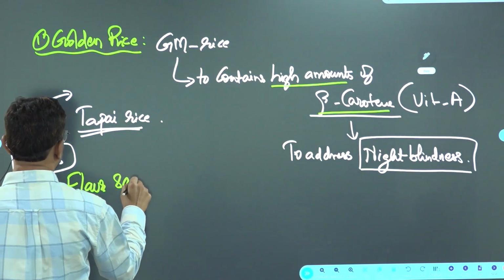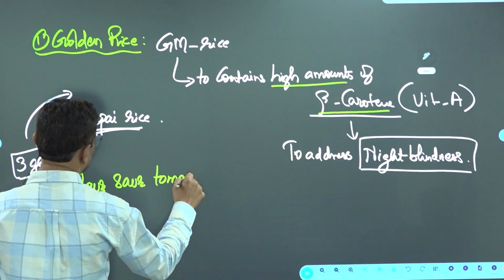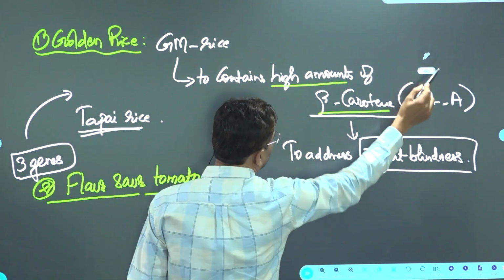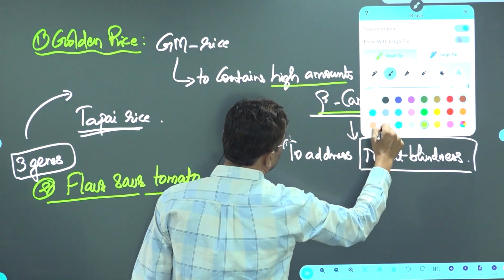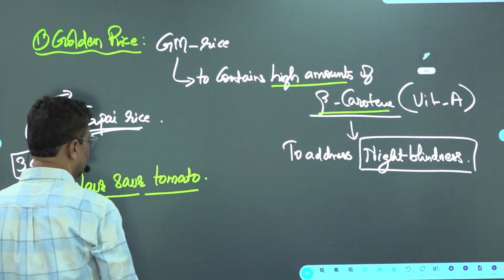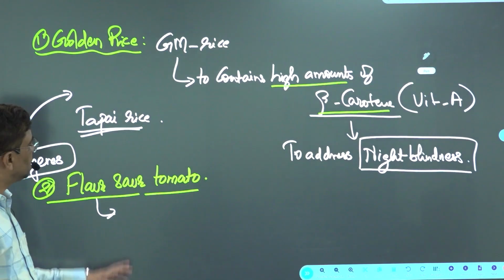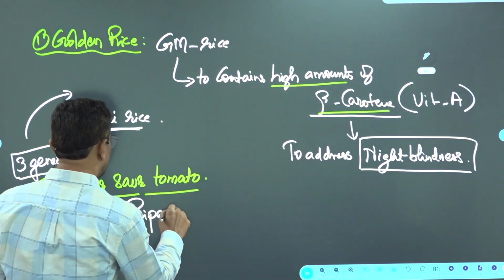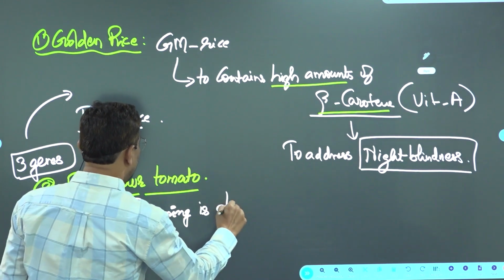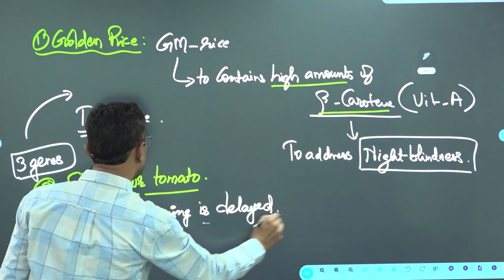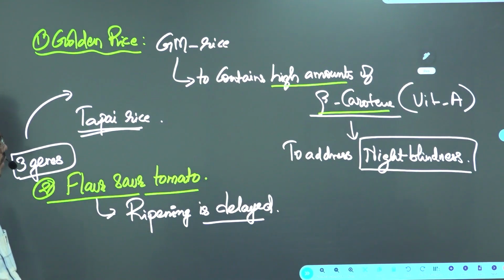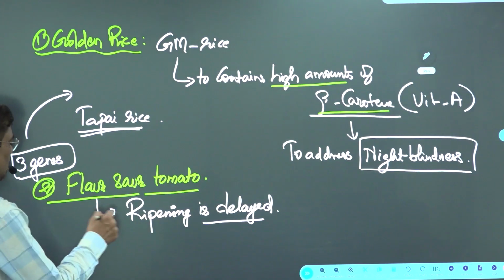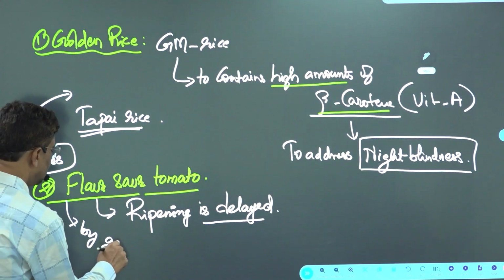Next, flavr savr tomato. It is a genetically modified tomato in which the ripening is delayed. In the flavr savr tomato, the ripening process is delayed by gene suppression.